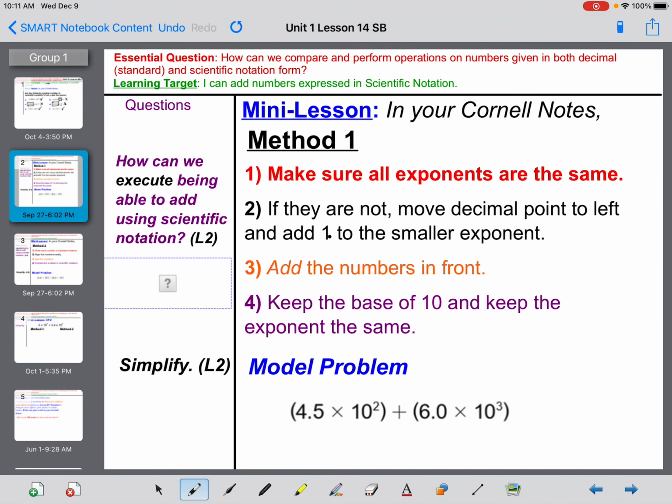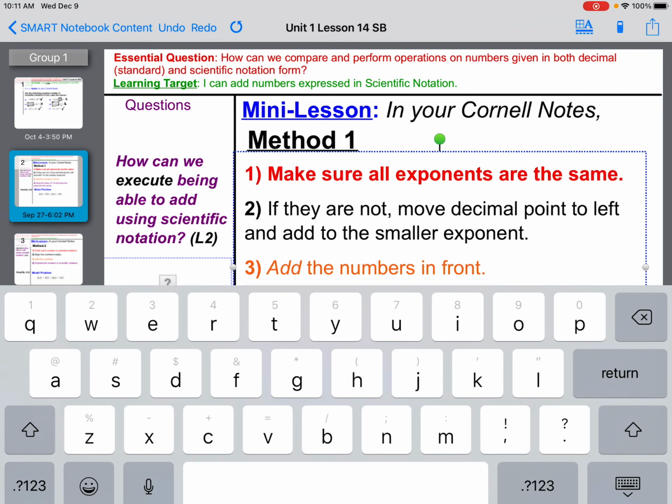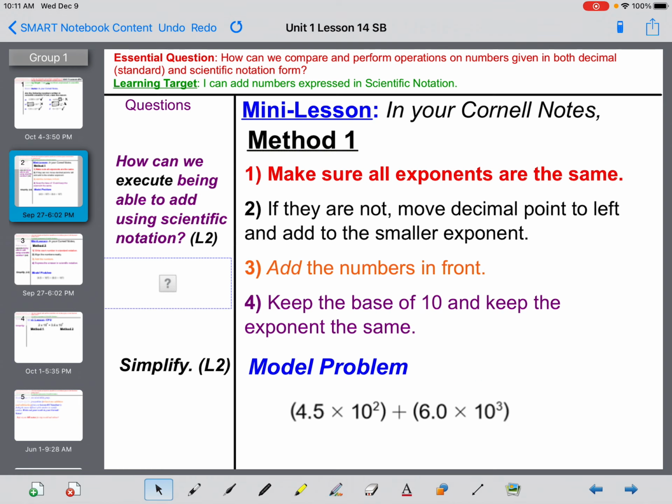I'm going to change this really quick. We're going to undo that. And we're going to add to the smaller exponent. Number 3 says we're going to add the numbers in front. Number 4 says we're going to keep the base of 10 and also keep the exponent the same.